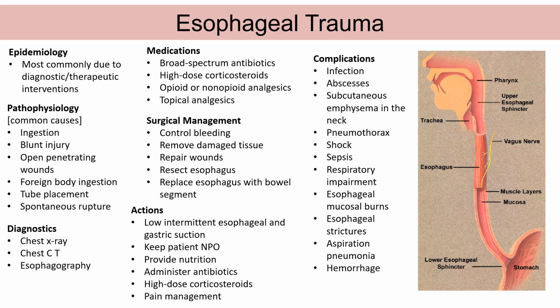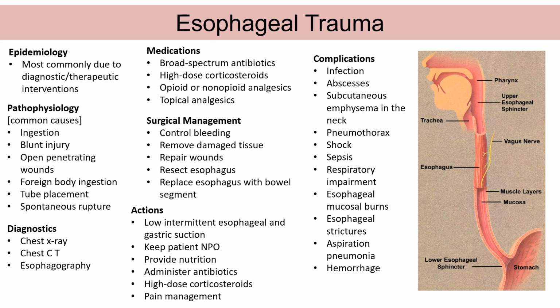Diagnostic: chest x-ray, CT, or esophagography. Medications: antibiotics, corticosteroids for inflammation, pain meds, or even some topical pain meds. So complications that can happen from this, I think you can probably tell me what they are, even before looking at this list. Infection, abscesses, sepsis, shock, obstruction, aspiration pneumonia, bleeding.